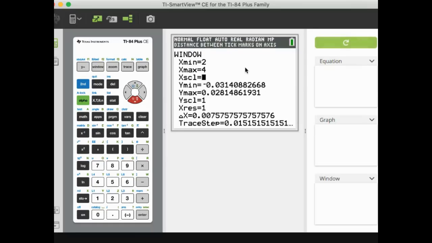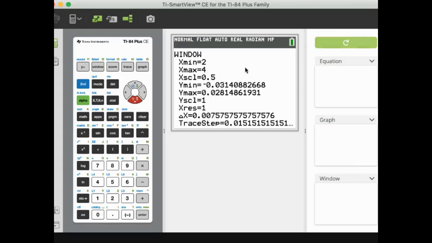Now your x scale is, if you had a number line, what would you count by if you were going from 2 to 4? I might count by a half, I might count by ones. I'm going to count by a half, because I could have a couple of dashes in there so I could follow along a little bit. So that was my x scale. Your x scale is what you're counting by.